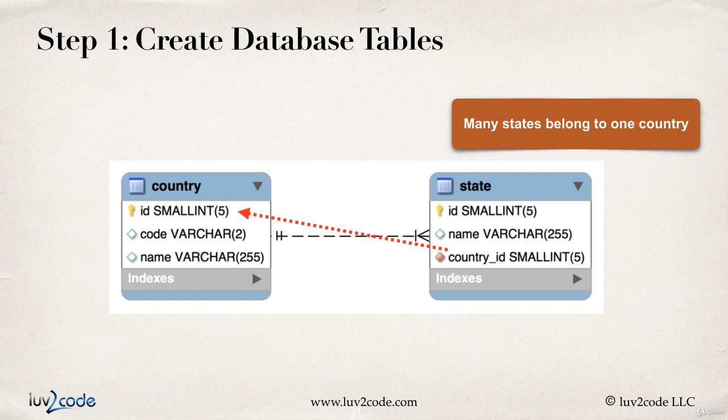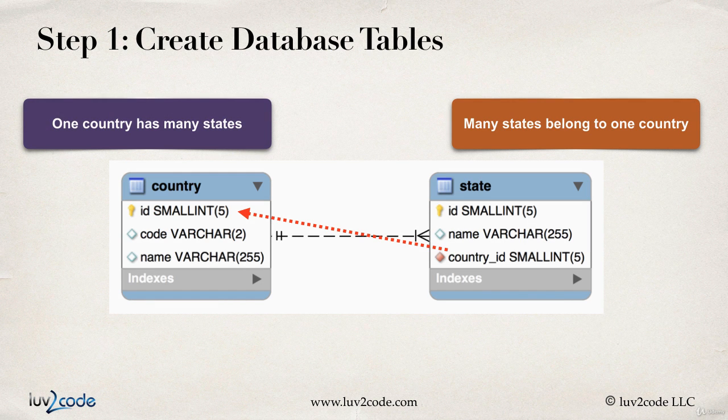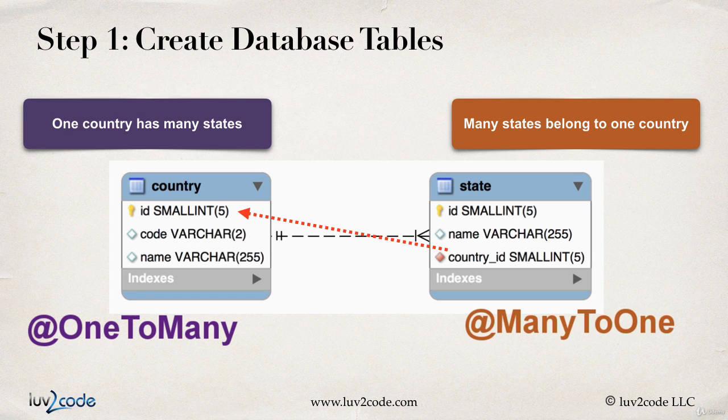So basically, many states will belong to one country, and one country has many states. And the nice thing here is that we can make use of some of these advanced mappings, one to many and many to one. And we'll be able to pull this together in our e-commerce application.